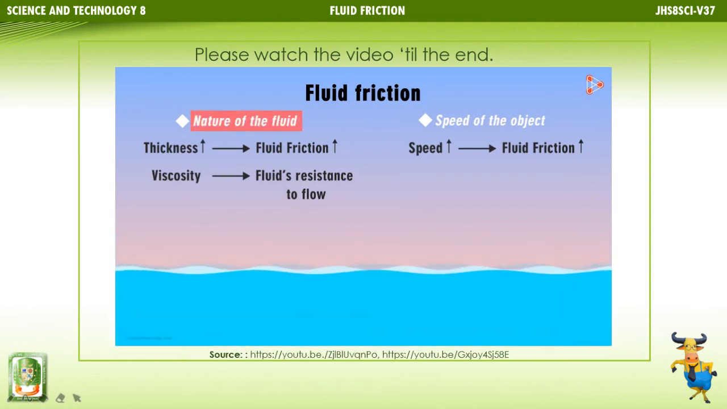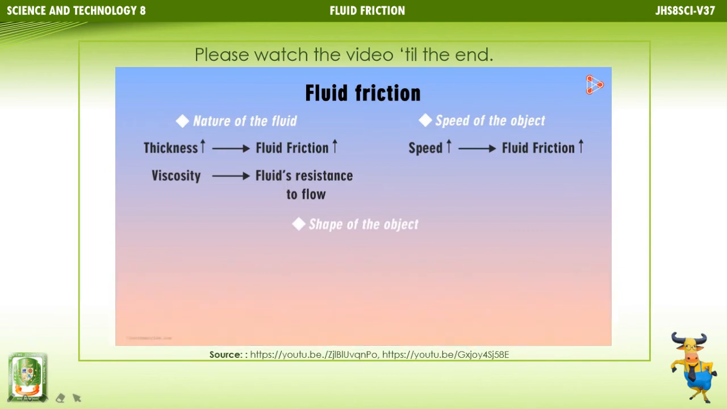Apart from the nature of the fluid and the speed with which the object is traveling, is there any other factor on which fluid friction depends? Yes, it also depends on the shape of the object. And it's really important that we understand this factor well. Have you ever thought about why aeroplanes are shaped like this? It could just have been a rectangular box flying in the air.